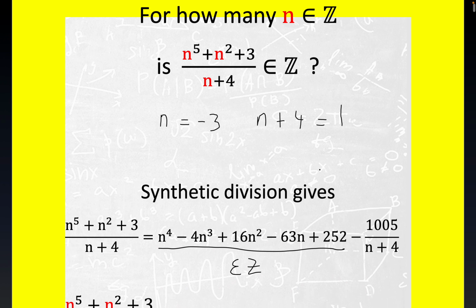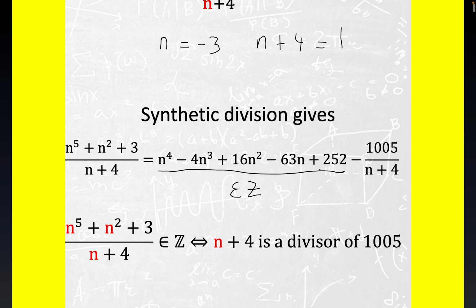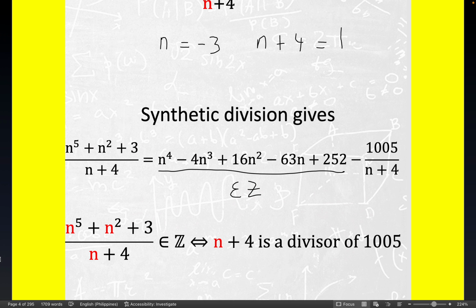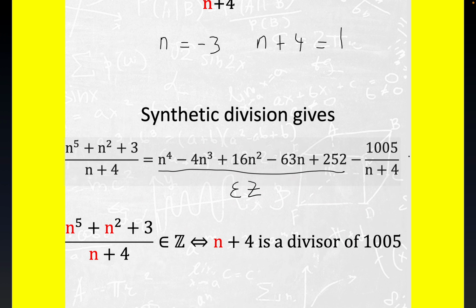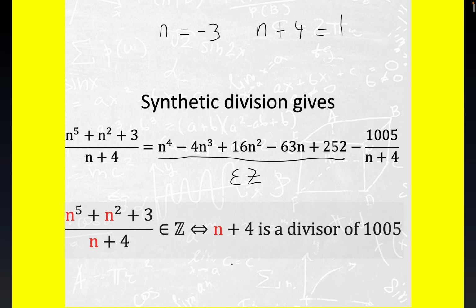Okay, so what can we do though? Well, we can observe that if n plus 4 is a divisor of this, then that's going to solve the problem. Anytime that happens, this guy here is going to be an integer. If n plus 4 is a divisor of 1005, this part right here will also resolve to an integer. So it's a matter of just counting the divisors of 1005, and you know there will be that many solutions. So this is just linear. So let's take a look at 1005.